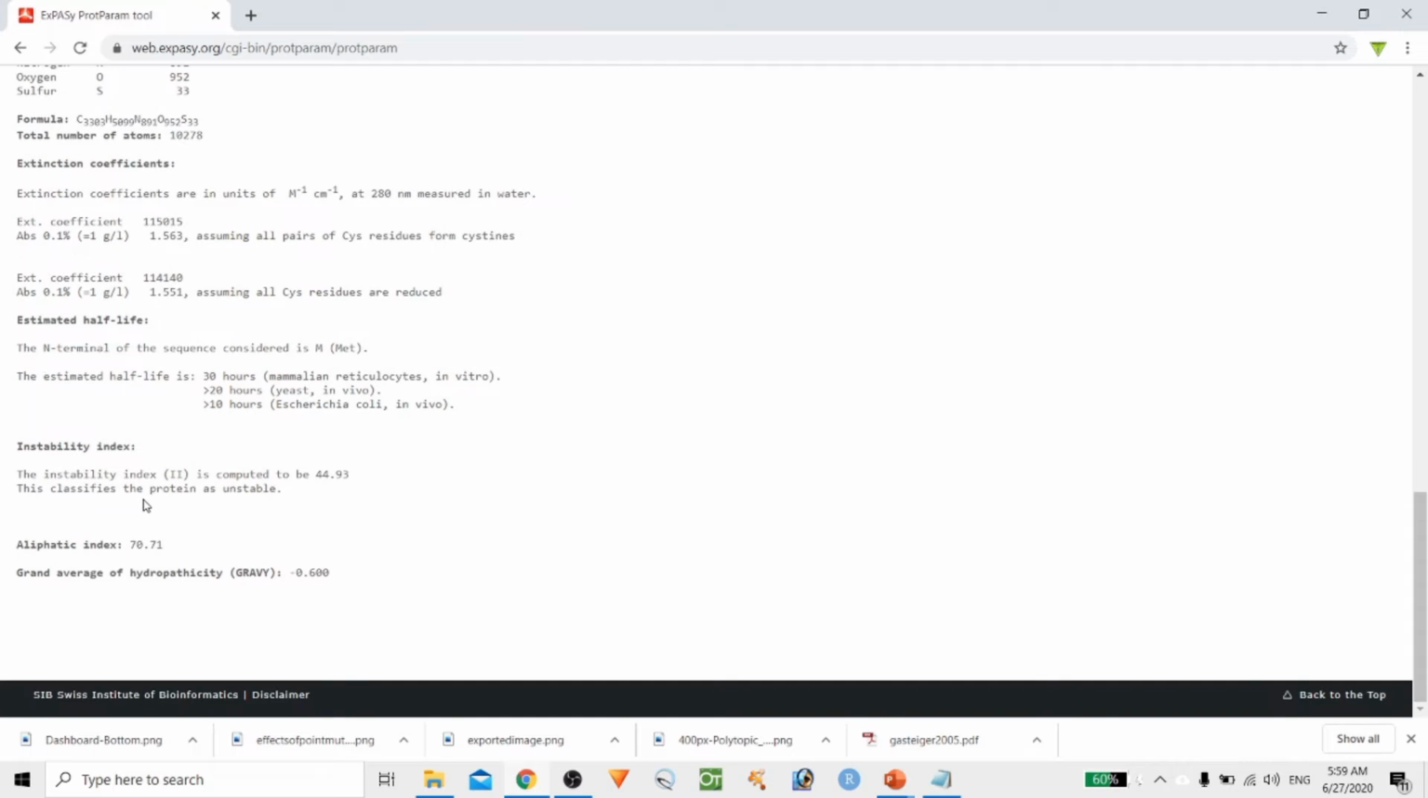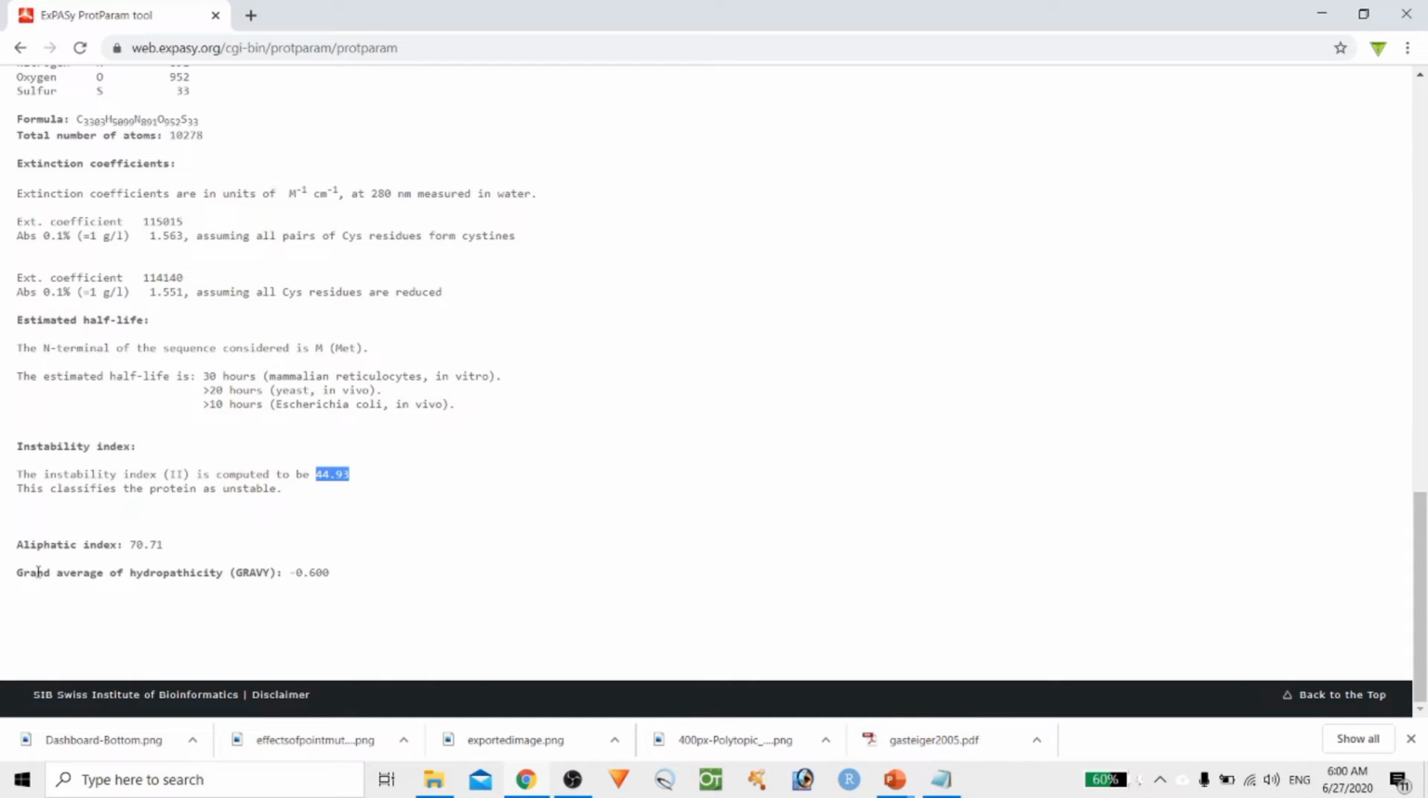It will also give you an instability index. This instability index provides the stability of your protein in the test tube. If the value is less than 40, it is stable. If the value is more than 40, it is unstable. In this case, if you take this protein in a test tube, it is unstable, and it's not going to give you accurate results.